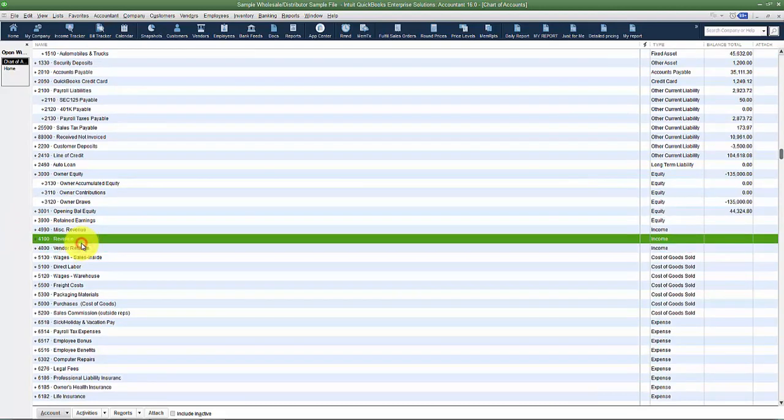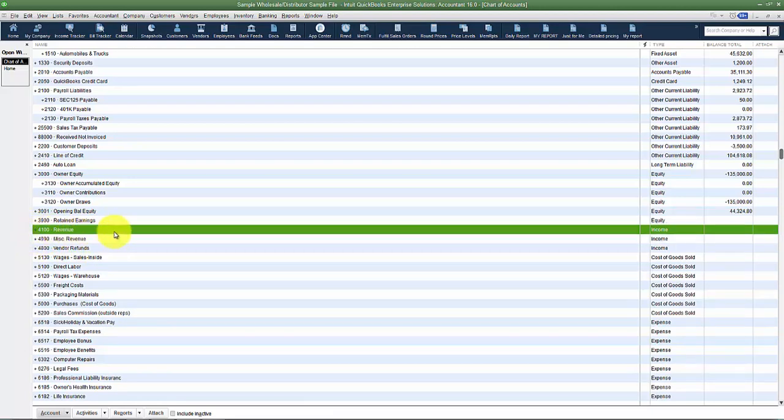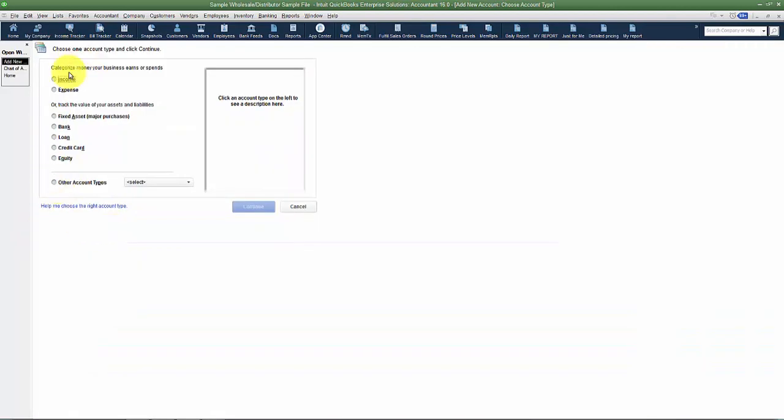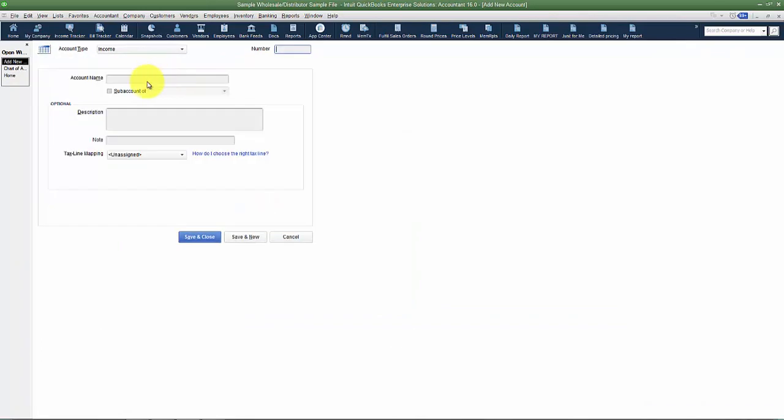Okay, so revenues. This one's pretty basic with the revenues. So I'm just going to go ahead and create a high level income account called sales.